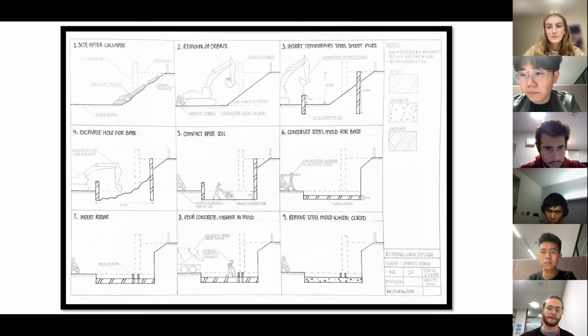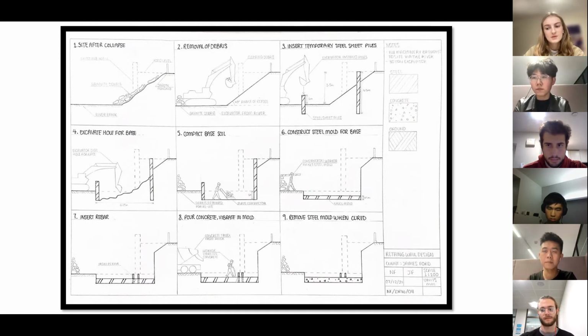The base soil will be compacted with a plate compactor to ensure that it is flat and level. The steel mould for the base will be constructed by workers on site. Rebar will be inserted to ensure structural integrity and the binding between both parts of the concrete wall. Concrete is poured from a truck transported by the river and vibrated so it reaches all parts of the mould. Once cured, the steel mould will be removed.